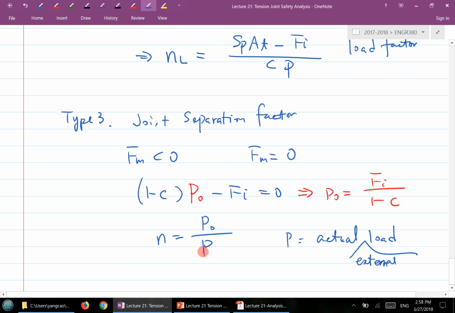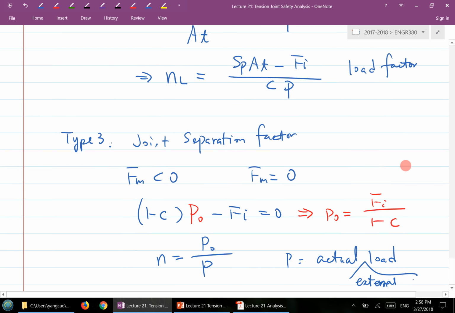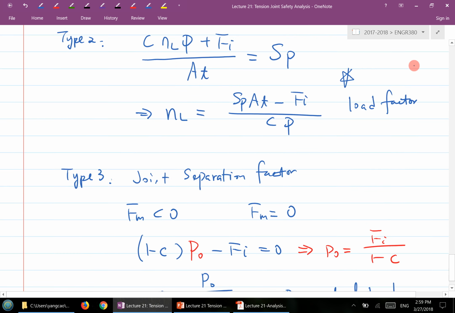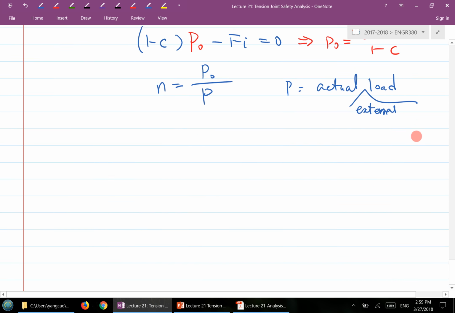Okay? So in terms of bolted tension joint analysis, the requirement is basically the 3 different types of calculations here. You've got to look at the question, what type of safety factor you are required to calculate, and then you calculate accordingly. Good. So that essentially wraps up all the knowledge needed for the tension joint here. And I'll make use of the rest of the time to go over an example here. Okay. So any questions so far?